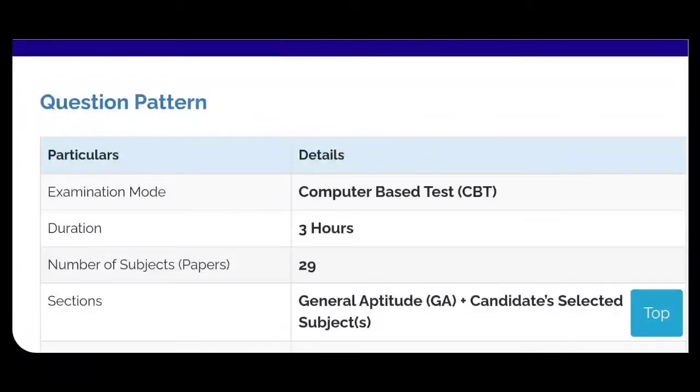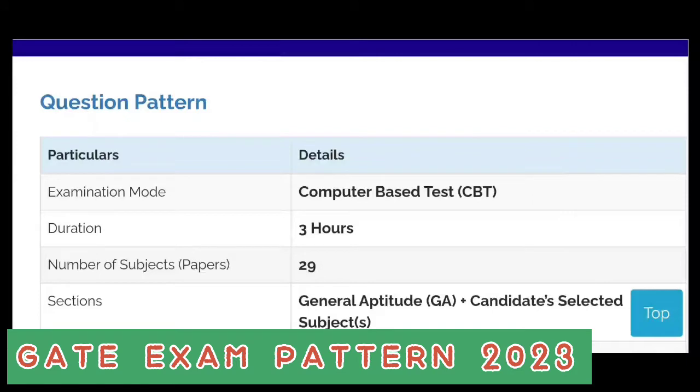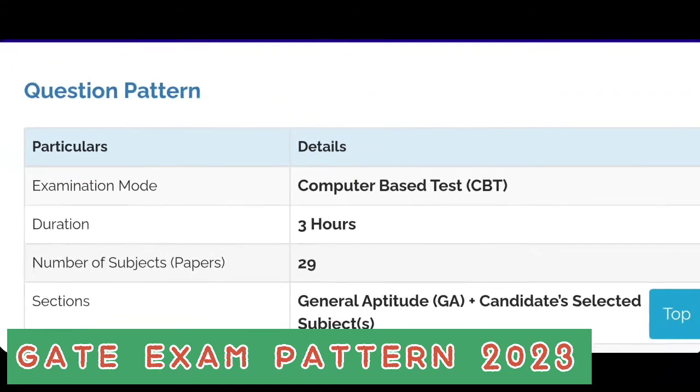Hello, GATE aspirant. If you are in third year, fourth year of engineering, then this session is very important for you because you have been asking about the GATE examination pattern for 2023. So, what are the changes that have been made? All the things we are going to discuss.